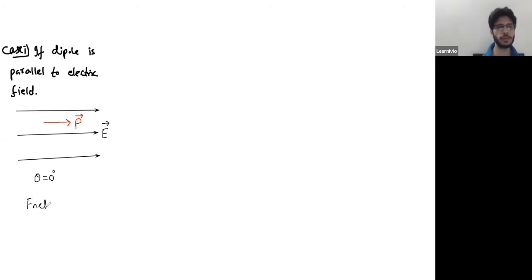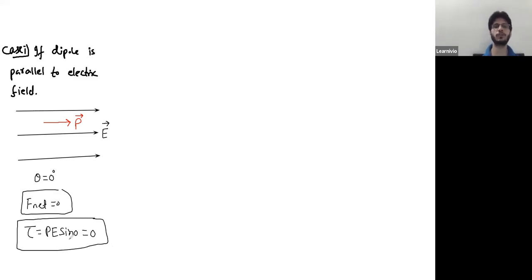Whenever you place a dipole in a field, the net force is always 0. But now it will experience a torque which is PE sine 0. Sine 0 is 0, so the torque acting on the dipole is 0. Neither can it translate, since net force is 0, nor will it rotate, since no torque is acting on it. So you can say that your dipole is in stable equilibrium. Do you remember what is stable equilibrium?